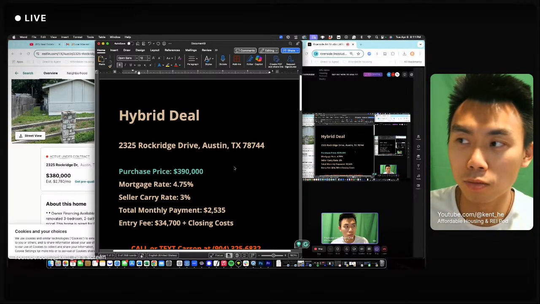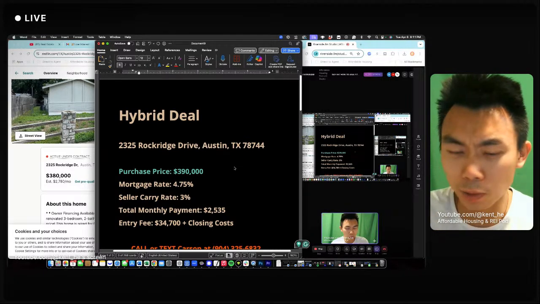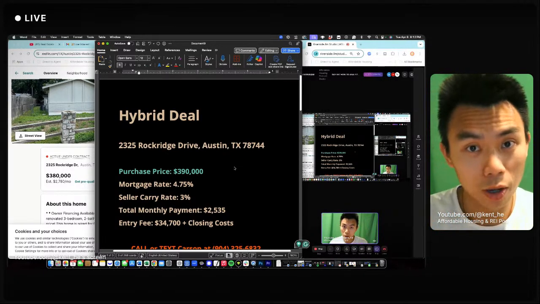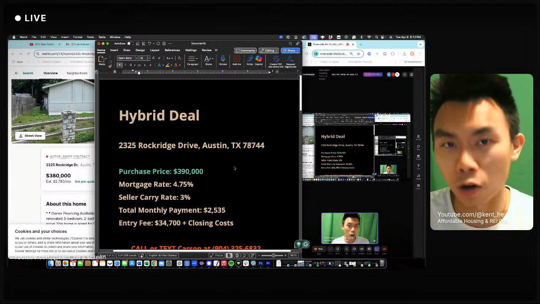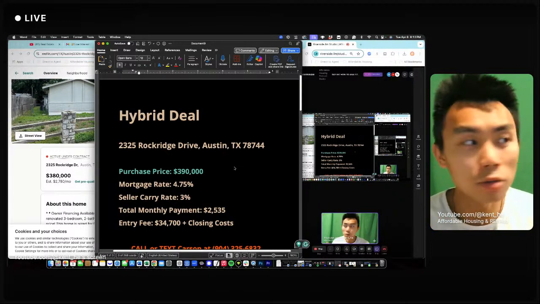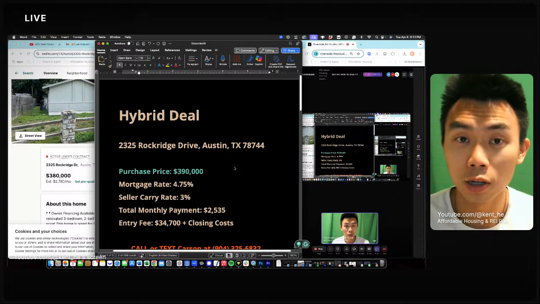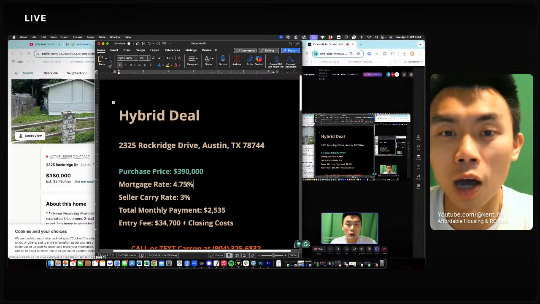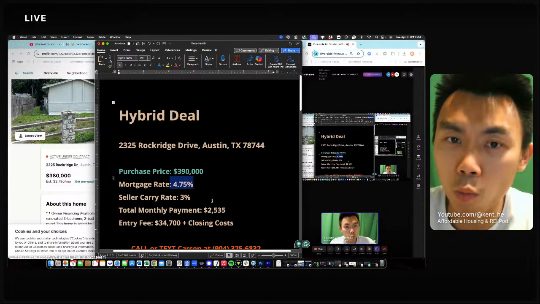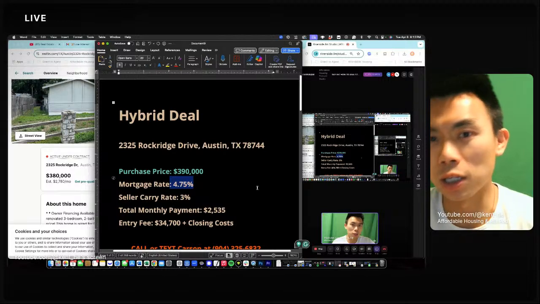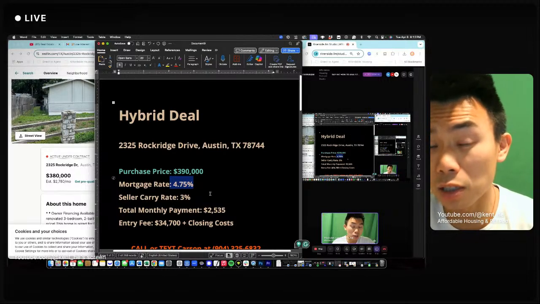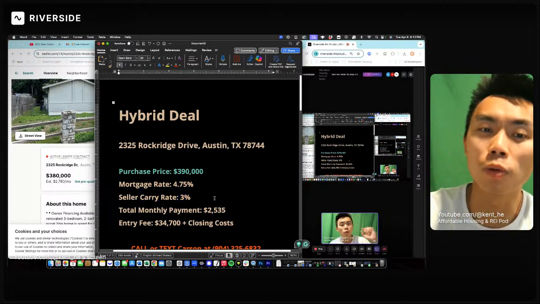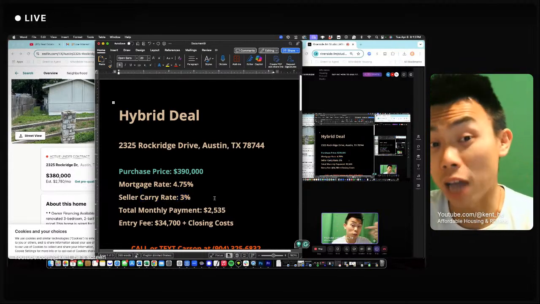Now, when you see these subject to deals, subject to is when you're buying the property, you're taking ownership of the property, but you're taking over the payments on the underlying loan. The underlying loan stays in the seller's name typically. The advantage here is that you get to take over the payments at a lower mortgage rate than what's typically out there. We're seeing interest rates in the sixes, sometimes even sevens for investment properties. And then the seller is also plugging it in and acting as the bank for the equity portion.